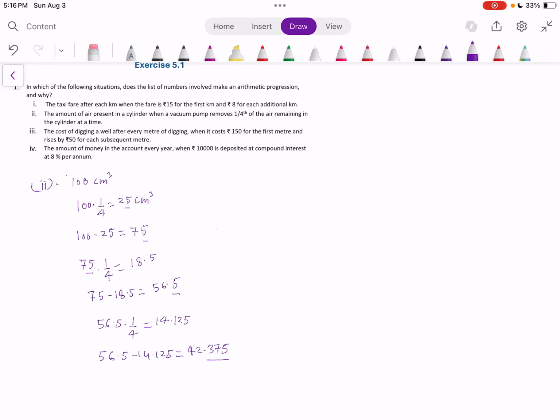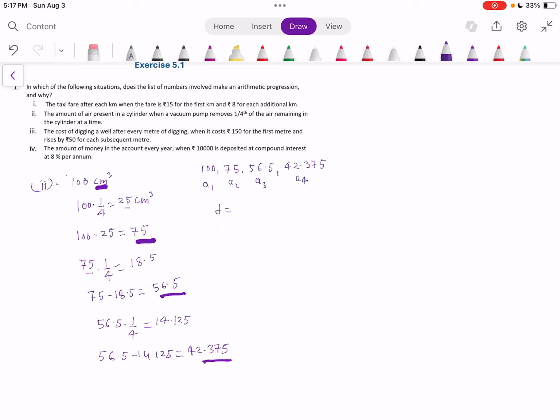So we have gotten these numbers: 100, 75, 56.5, and 42.375. Now these are going to be A1, A2, A3, and A4.